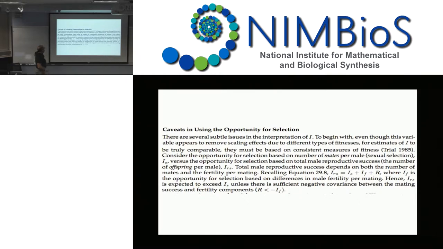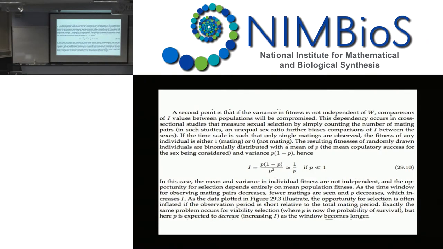So number one is, if I'm comparing fitness over populations, you've got to have consistent measures of fitness. So if in population one, I'm measuring number of mates, in population two, I'm measuring lifetime reproductive success, those are different fitness components. Lifetime reproductive success is going to have a larger variance. Why? Because it includes variance in mating as one component, and the number of offspring as a second. So when you're comparing opportunity for selection across characters or across populations, you've got to use the same measurements of fitness. Otherwise, the comparisons aren't consistent. That's kind of straightforward.